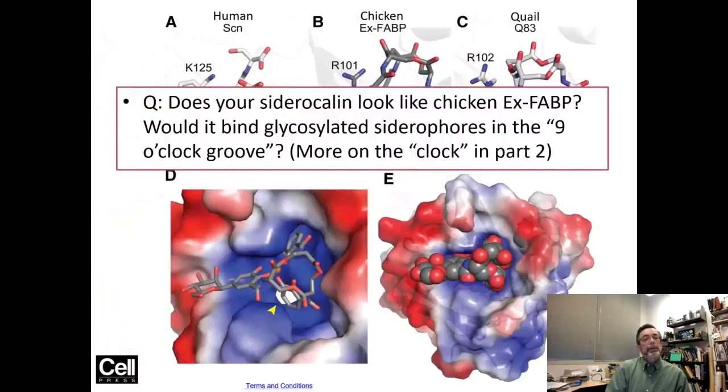So basically we want to know, does your siderocalin look like this with the chicken XFABP? Would it bind? Does it have a big 9 o'clock groove? What charge is it? What shape is it? Is it the same, is it big enough to hold a glucose, or is it maybe a little bit smaller? There's a lot of things, and I don't know until you look at it.